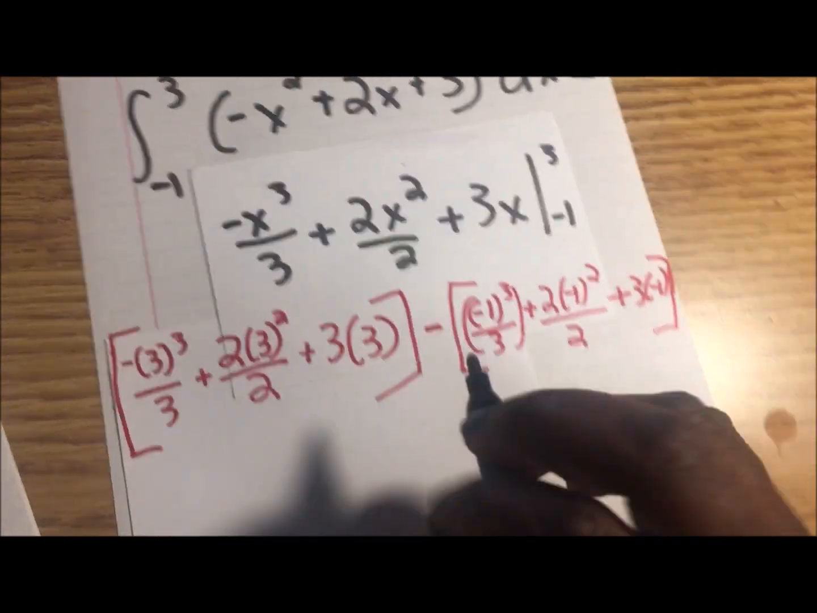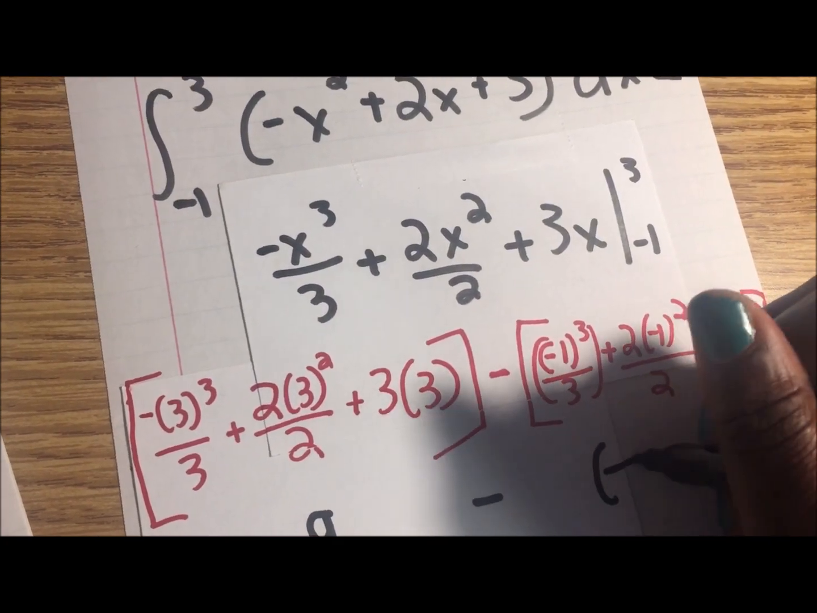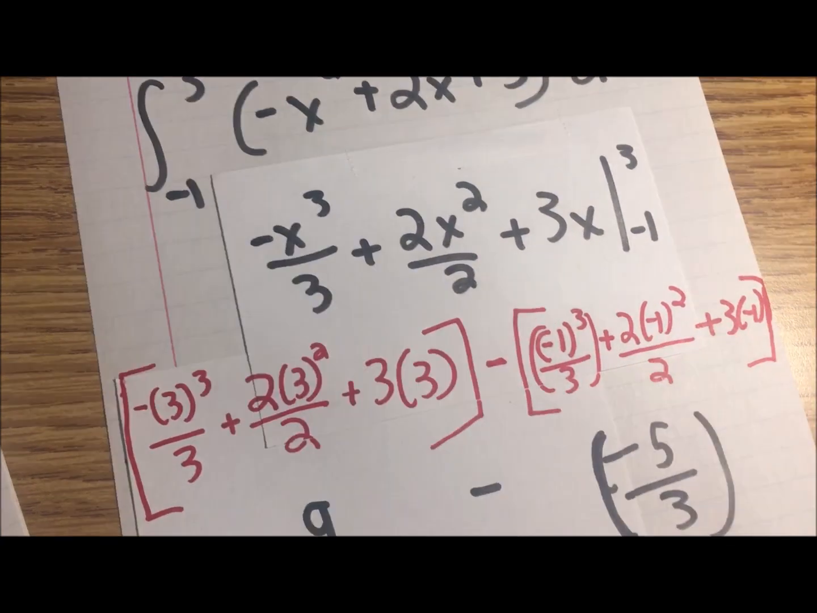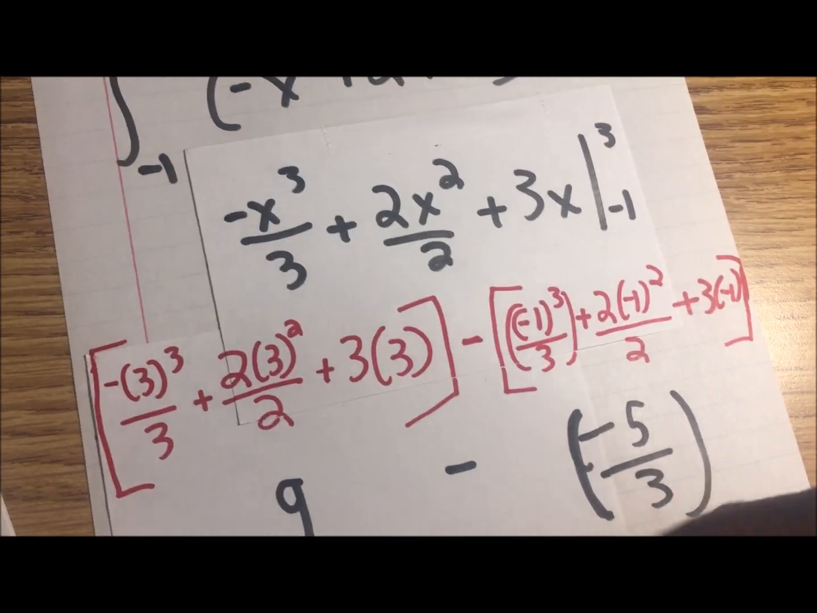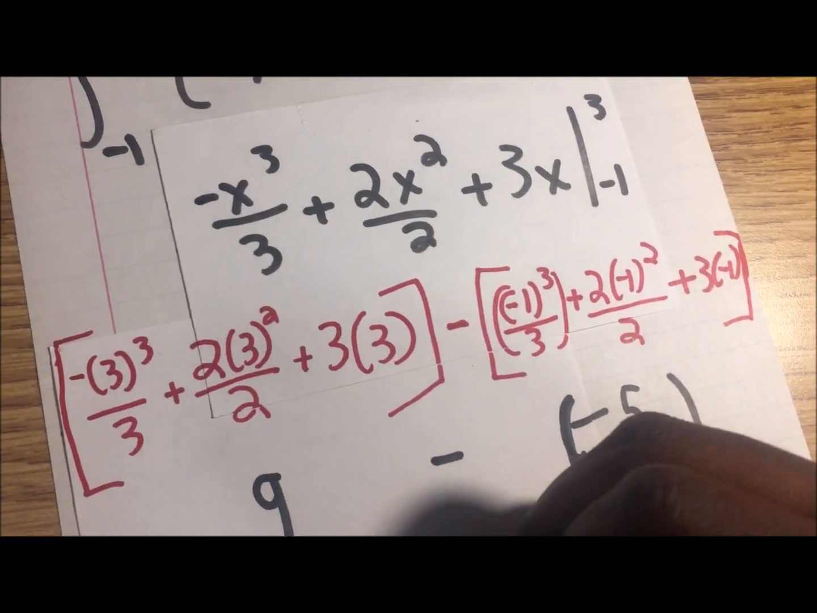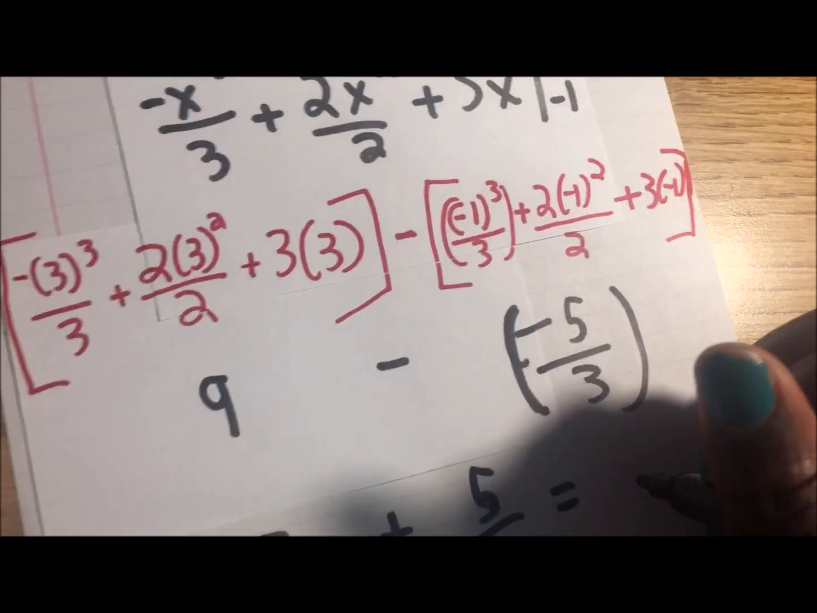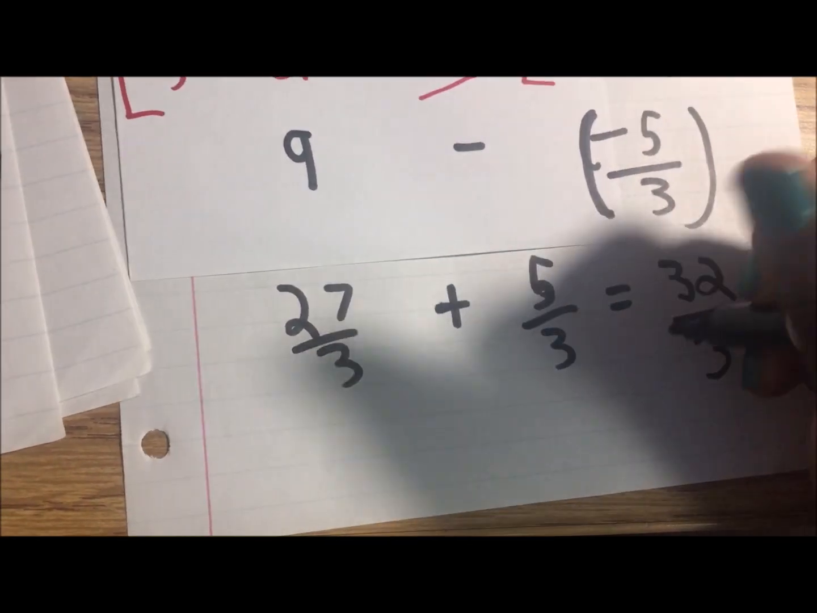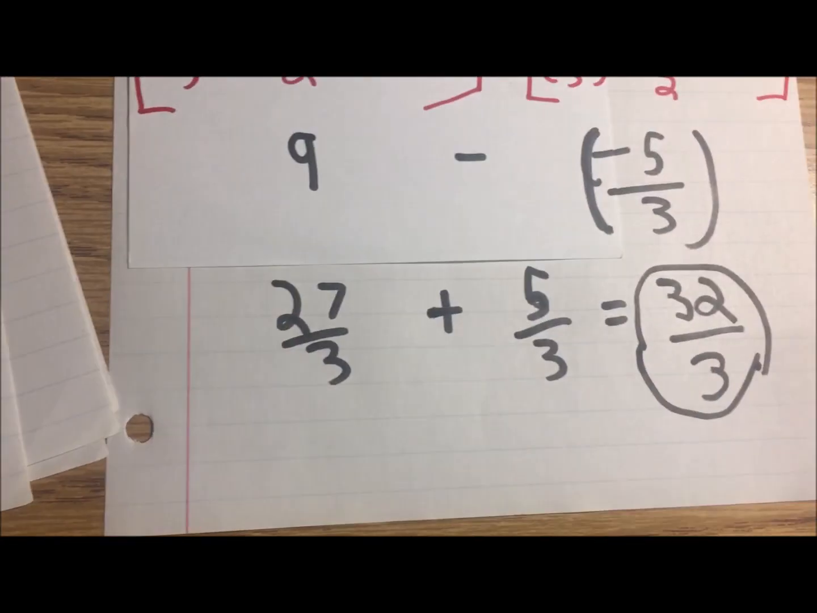And then that comes out to 9 minus negative 5 over 3, which is 27 over 3, because that's 9. Then I just put this into a fraction so we can add it. Minus minus is plus, plus 5 over 3, which equals 32 over 3. This is the final answer. That's the final answer, 32 over 3.